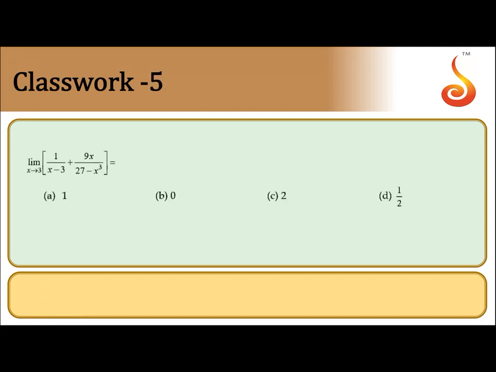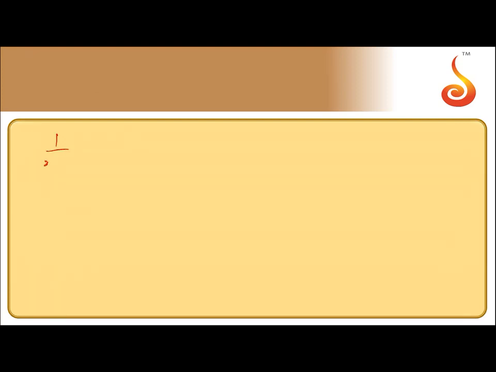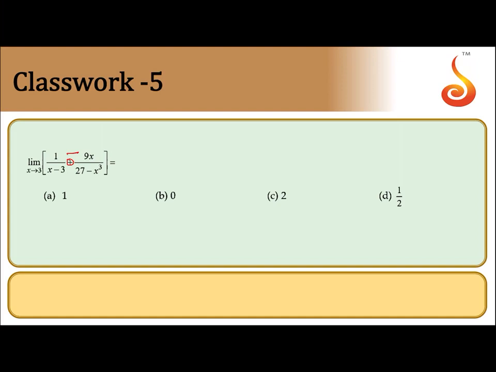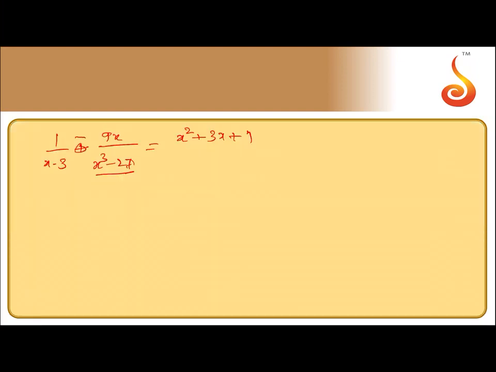Coming to the next one: limit as x tends to 3, 1 divided by x minus 3 plus 9x divided by 27 minus x cube. You cannot directly substitute x equals 3. As x tends to 3, you need to find the value. Factorize x cube minus 27 using the a cube minus b cube formula. When you apply it and simplify, we get x square plus 3x plus 9. It is supposed to be minus here.